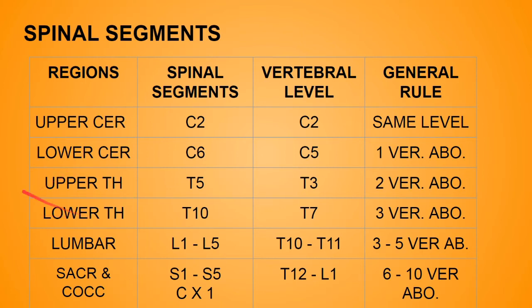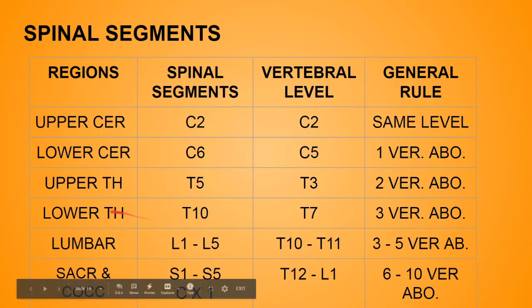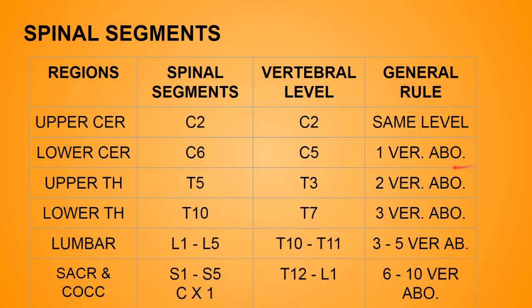Now the upper thoracic: suppose the spinal nerve is T5, then the vertebral level will be T3, meaning 2 vertebral levels above. While for the lower thoracic, for T10 suppose, it will be T7, that means 3 vertebral levels above. So it is very simple up till here: upper cervical same level, lower cervical 1 vertebral level above, upper thoracic 2 vertebral levels above, lower thoracic 3 vertebral levels above, right?